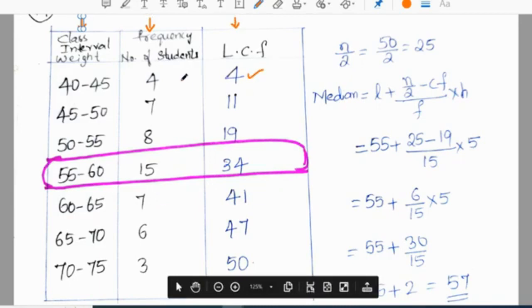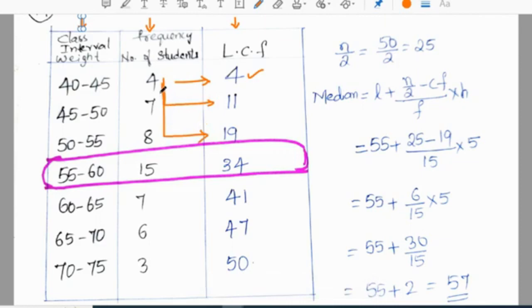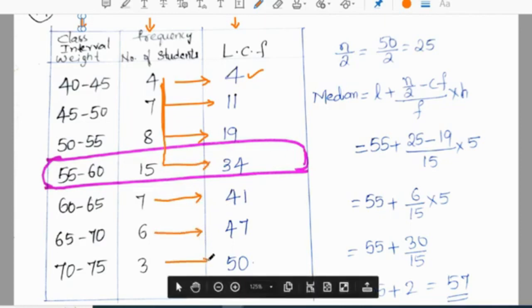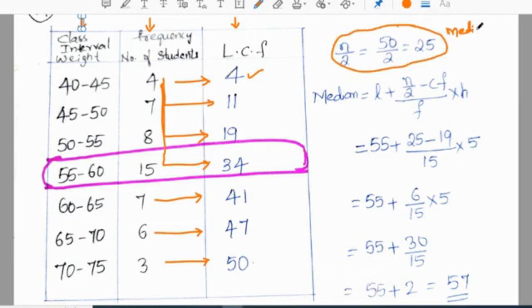In the LCF, we need to keep on adding the first observation till the last observation. So keeping the first observation as it is, 4 plus 7 is 11, 4 plus 7 plus 8 is 19, 4 plus 7 plus 8 plus 15 is 34, 34 plus 7 is 41, 41 plus 6 is 47, 47 plus 3 is 50. Whenever median is there, immediately you have to find n by 2 to find the median class. We will get the median class only by finding the value of n by 2. N is 50, 50 by 2 is 25.